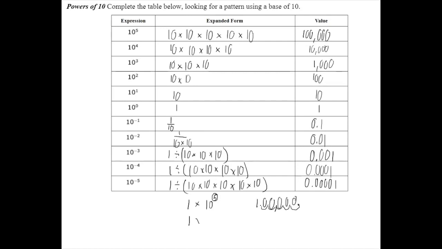If I do this for 1 times 10 to the minus 5 now, we have 1.0. And now instead of moving to the right, this negative sign tells us we're going to move to the left. So we move 1, 2, 3, 4, 5 units to the left with the decimal point. And that gives us 0.00001, which is the answer we got for 10 to the minus 5.